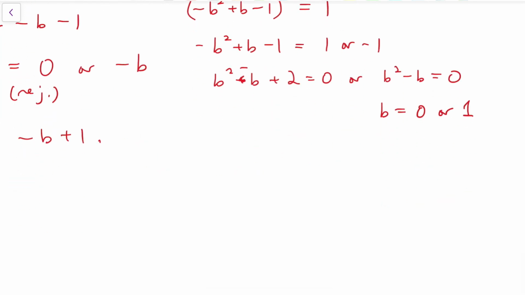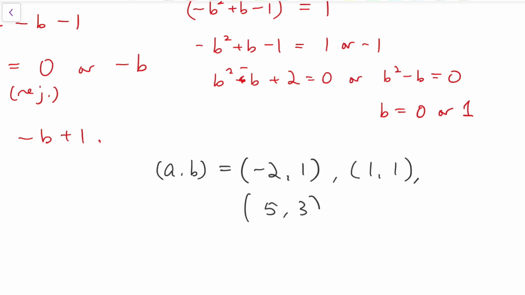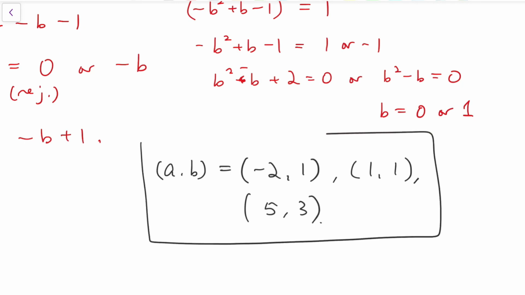So altogether there are 3 solutions, which are when b equals 1, then it's minus 2 or 1 for a, and when b equals 3, a equals 5. So this is the final answer.